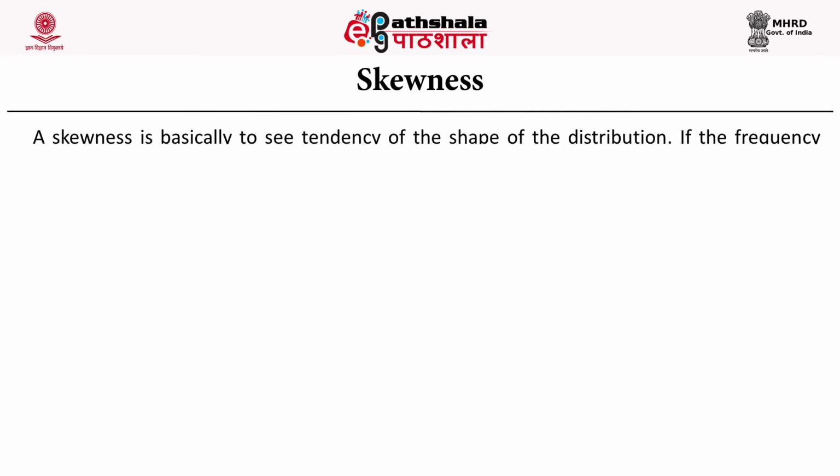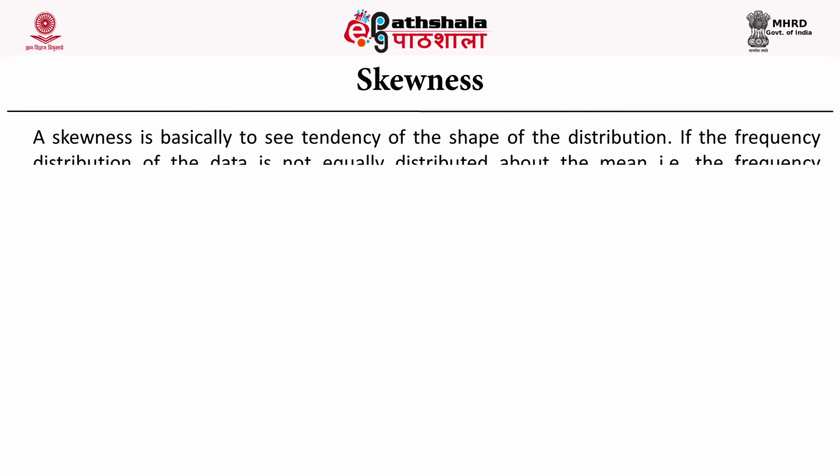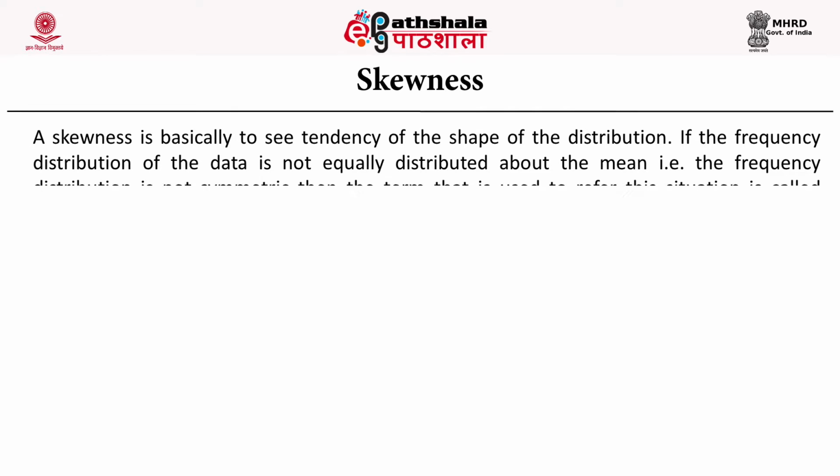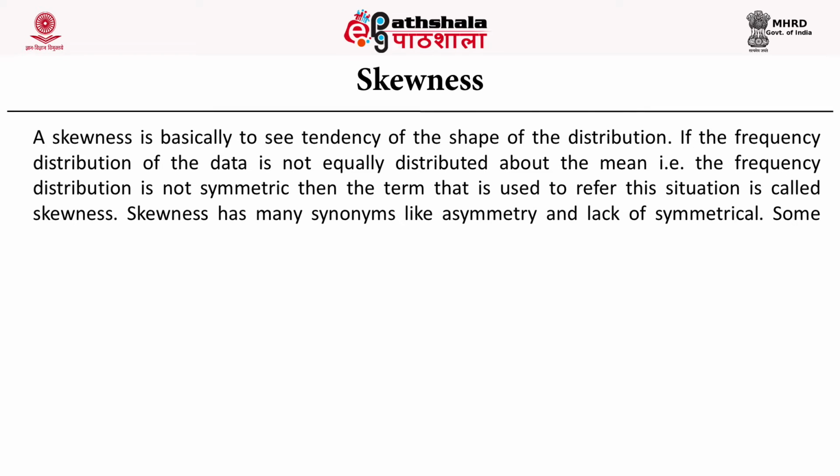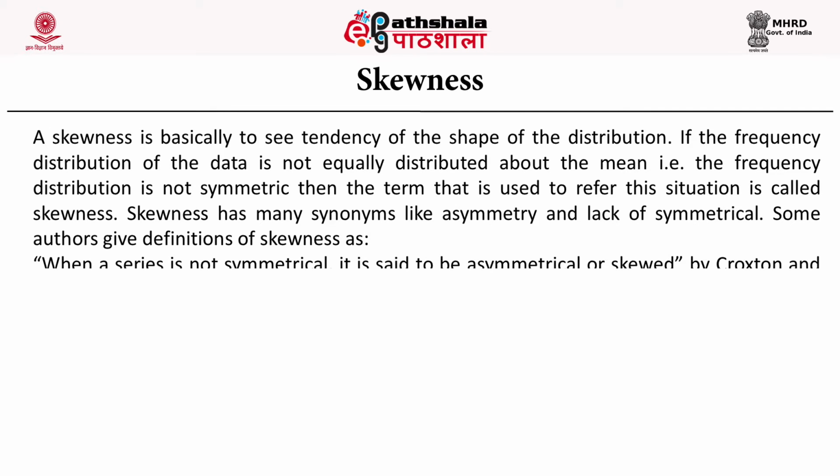Now we will start a new topic, that is skewness and kurtosis. Basically skewness and kurtosis are the third and fourth order properties for understanding the data in depth. First we will discuss what skewness is. Skewness is basically to see the tendency of the shape of the distribution. If the frequency distribution of the data is not equally distributed about the mean, that is, the frequency distribution is not symmetric, then the term used to refer to this situation is called skewness. Skewness has many synonyms like asymmetry and lack of symmetry.